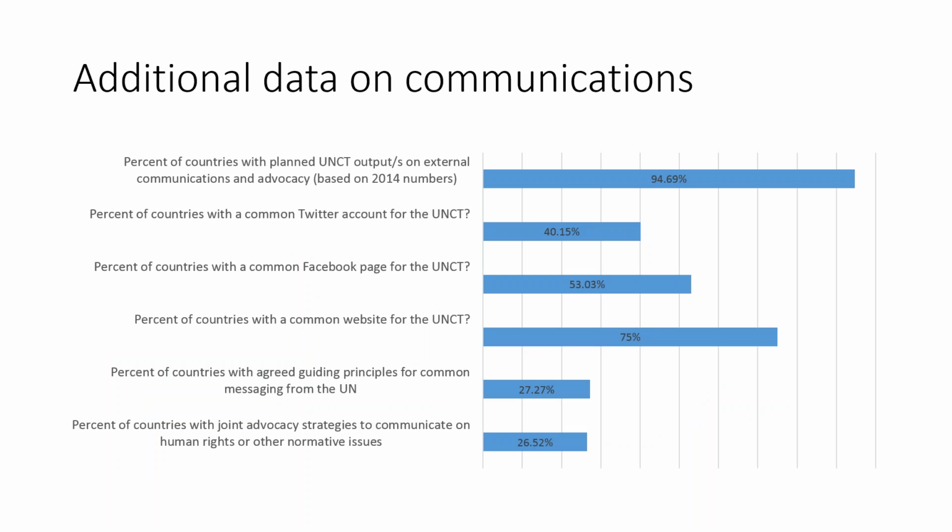We have also looked through the UNDG information management system at a number of other elements on communications. For example, the percent of countries with a common Twitter account, a Facebook page, common website, and you see the numbers in front of you on that slide, so I won't go into them in detail. But it also does show that there is a need for greater guiding principles on common messaging, as well as a need for wider use of joint advocacy strategies to communicate on human rights or other normative issues.